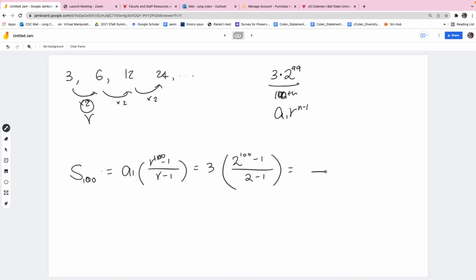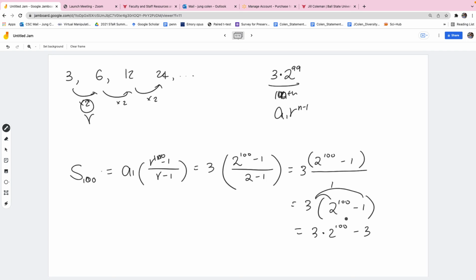Okay, so what's 2 to the 100th? Let's see. 2 to the 100th is a big number. So this is the same as 3 times 2 minus 1 is 1, so over 1 you can just keep that. I will just keep that as 2 to the 100th minus 1. So you can have 3 times 2 to the 100th minus 1, or 3 times 2 to the 100th minus 3. Either way, it's the same because you can distribute 3 to each of these terms.